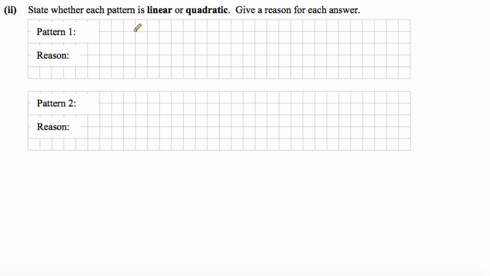So pattern 1 we can say is quadratic because the first difference changes and the second difference is the same or is constant.